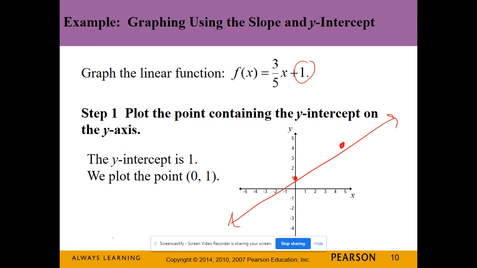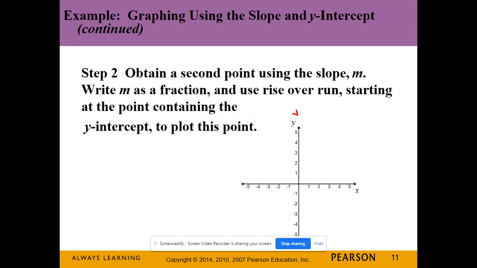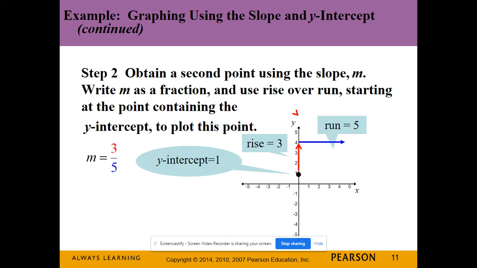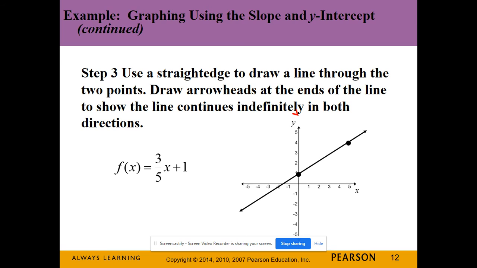Now I was just going to go through all the steps I just did. Plot the y-intercept. We already have the y-intercept. Rise of 3, run of 5. Again, we just talked about that. Plot a second point. We did that. Then you're going to draw a line through it.